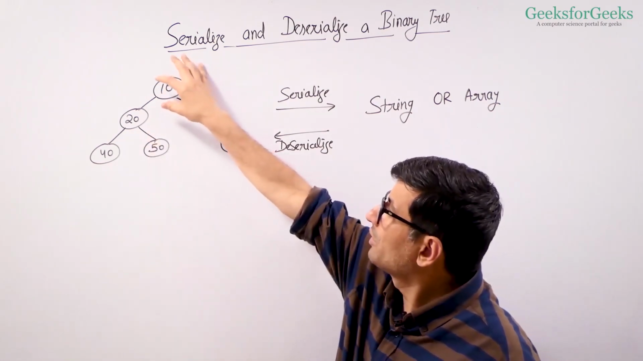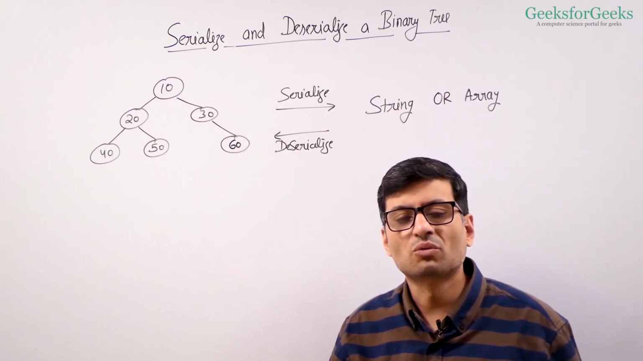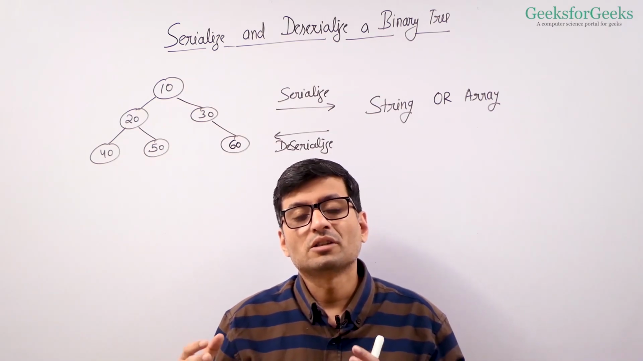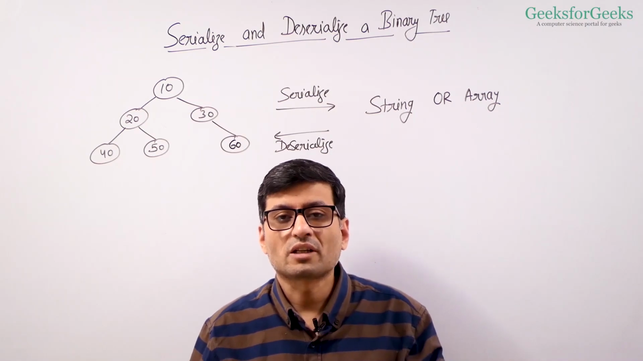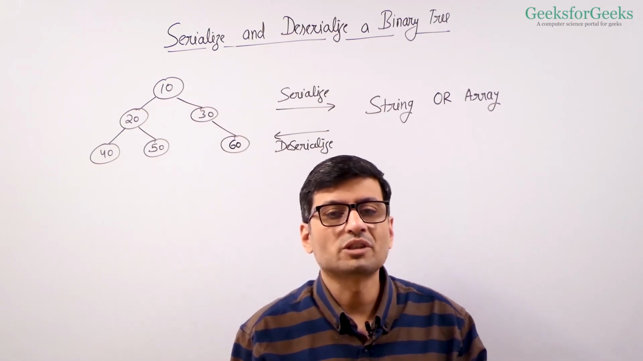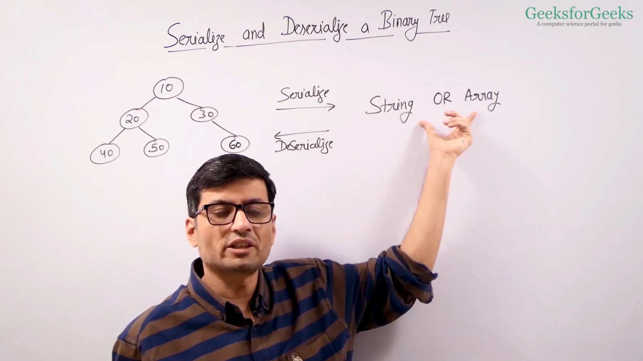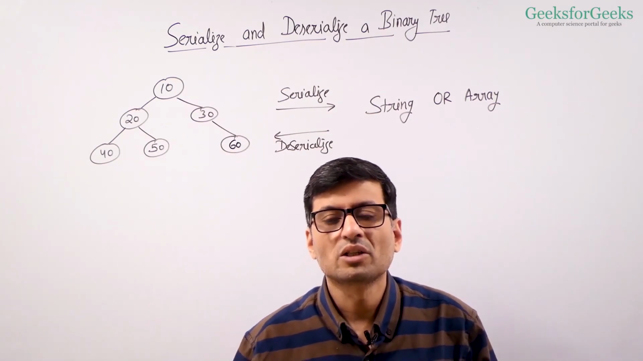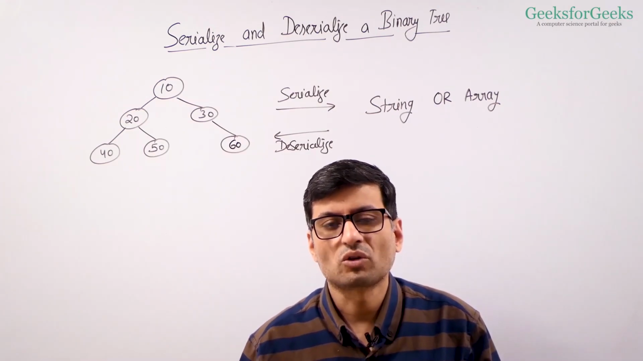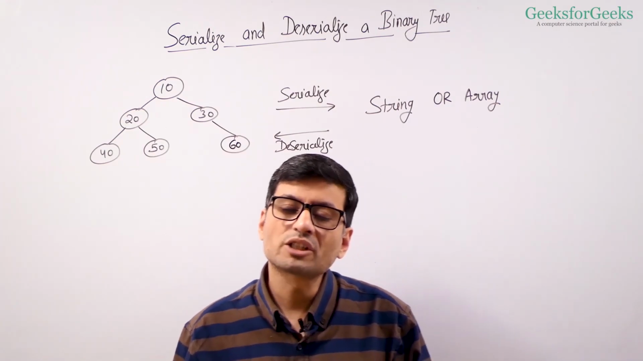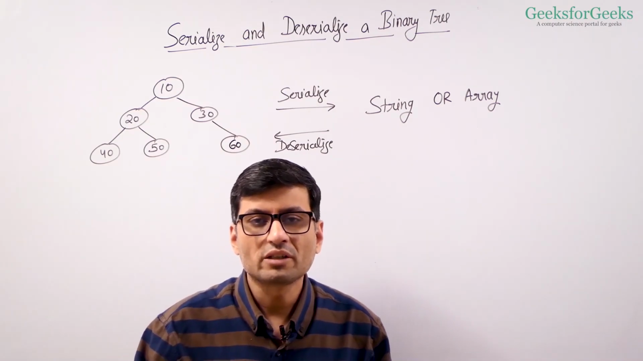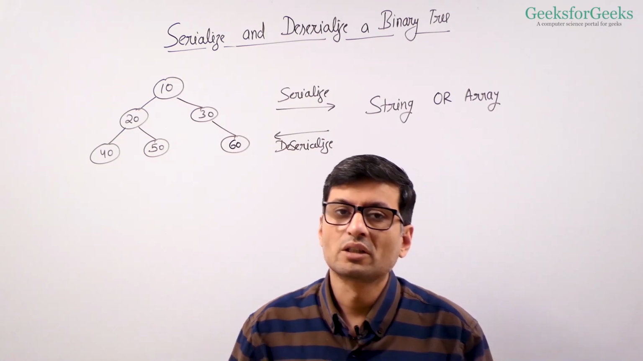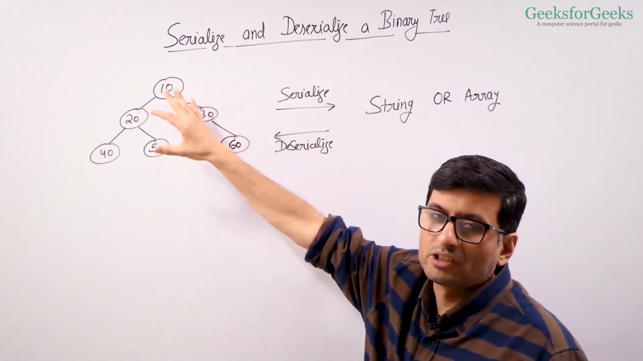So we are given root and our task is to convert this binary tree into a string or an array in such a way that we can construct the tree back from this information that we store in a string or array. The process of converting a binary tree into an array or a string is called serialization. And the reverse process, which is converting an array or a string which has all the information about binary tree back into the binary tree, is called deserialization.